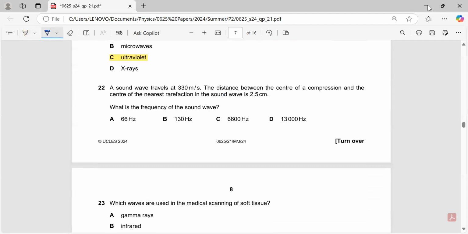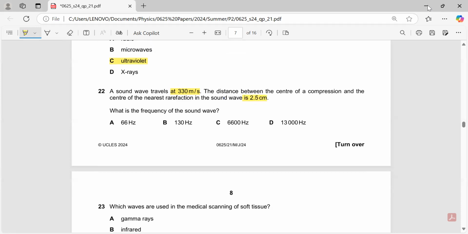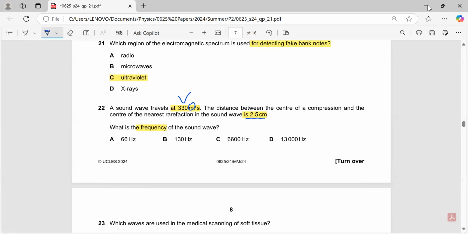In question number 22, a sound wave travels at 330 meters per second. The distance between the center of a compression and the center of the nearest rarefaction in the sound wave is 2.5 centimeter. They want us to calculate the frequency of the sound wave. Now, this is the speed, but did you notice here that speed is in meters per second, but the distance is given to us in centimeters? Another thing, they're talking about compression and rarefaction.